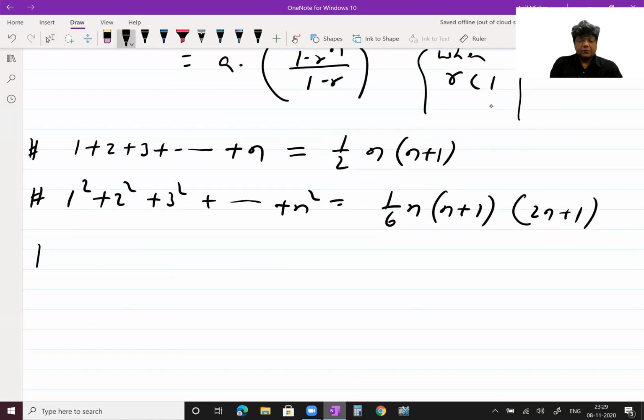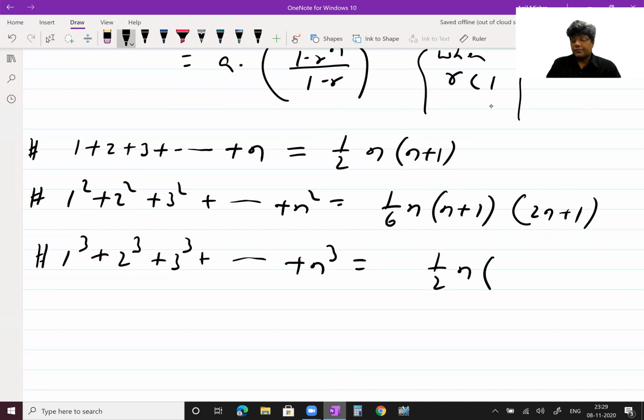And sum of cubes: 1 cube plus 2 cube plus 3 cube plus ... plus n cube. What is the formula to calculate? It is the first formula, the whole square of that. This way you can remember.